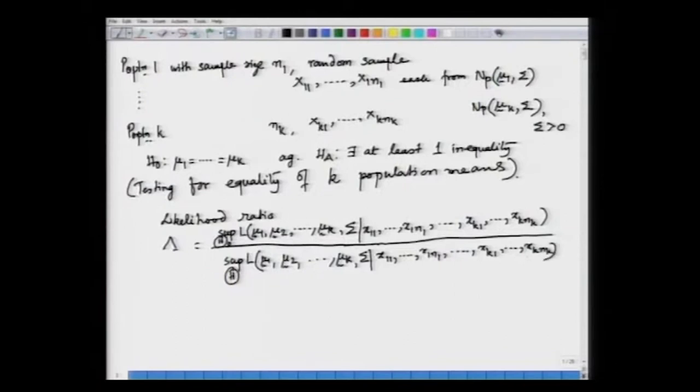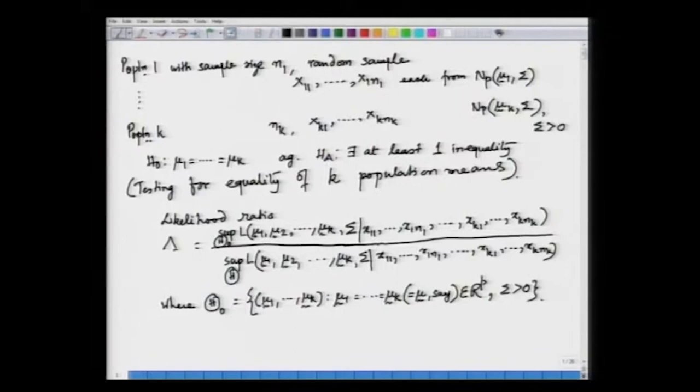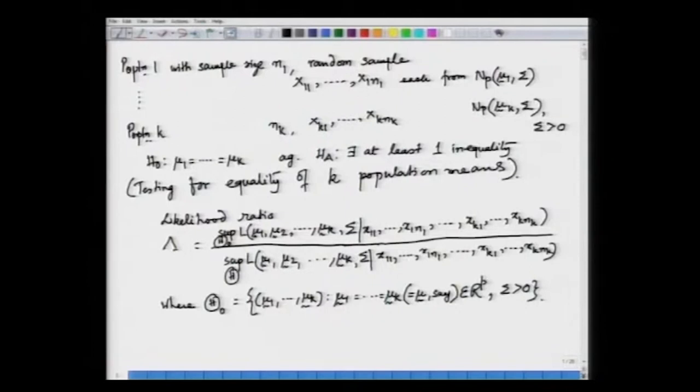So, let us again go back to these parameter spaces, this notation that we have used. Let us specifically describe this once. Theta naught is the parameter space of mu 1 to mu k such that, basically, the null hypothesis holds: all the population means are equal to some common mu, belonging to Rp obviously, because we have the p variate multivariate normal distribution, and the variance covariance matrix is a positive definite one. So, this is the parameter space under restriction by the null hypothesis, which we consider in the numerator of the likelihood ratio test principle, and then the unrestricted parameter space as well.